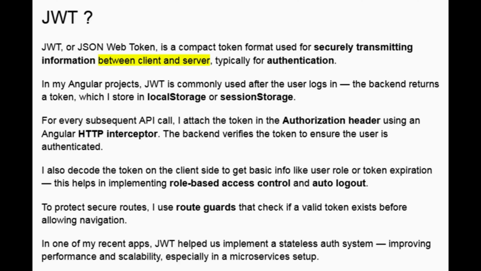The backend verifies the token to ensure the user is authenticated. I also decode the token on the client side to get basic info like user role or token expiration. This helps in implementing role-based access control and auto logout. To protect secure routes, I use route guards that check if a valid token exists before allowing navigation. In one of my recent apps, JWT helped us implement a stateless auth system, improving performance and scalability, especially in a microservices setup.